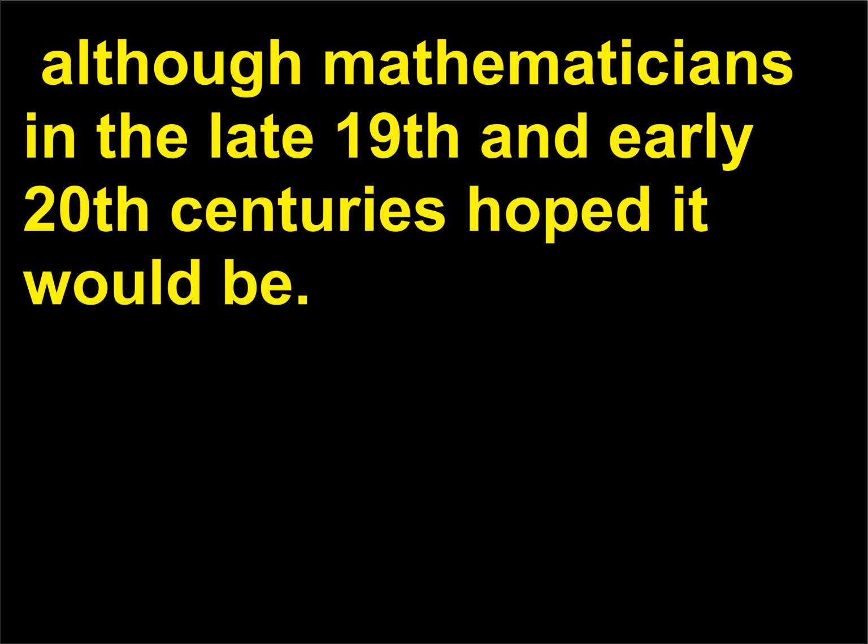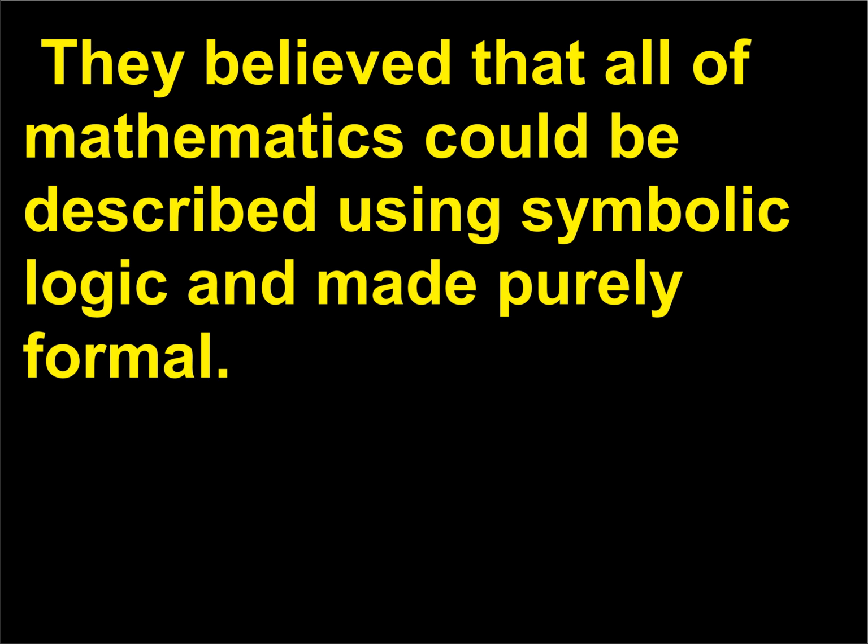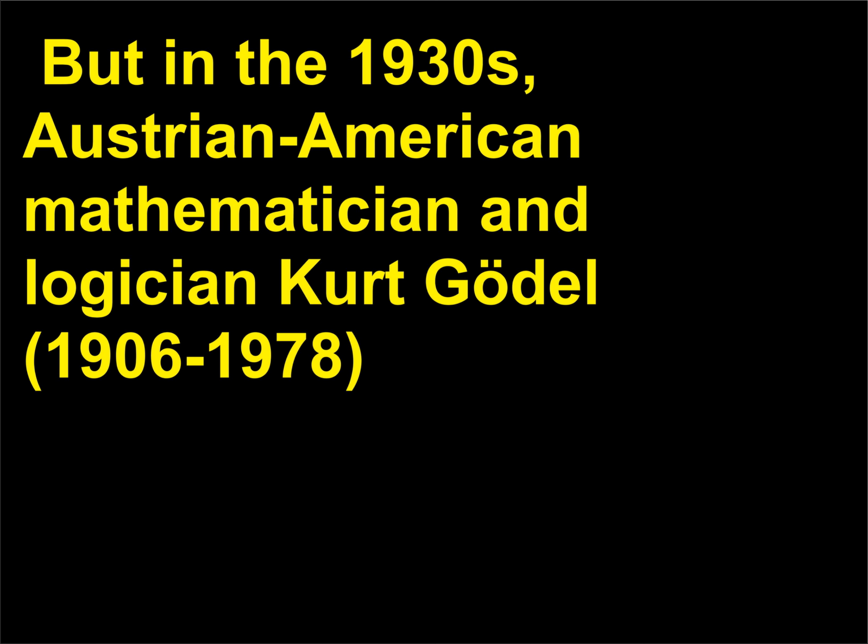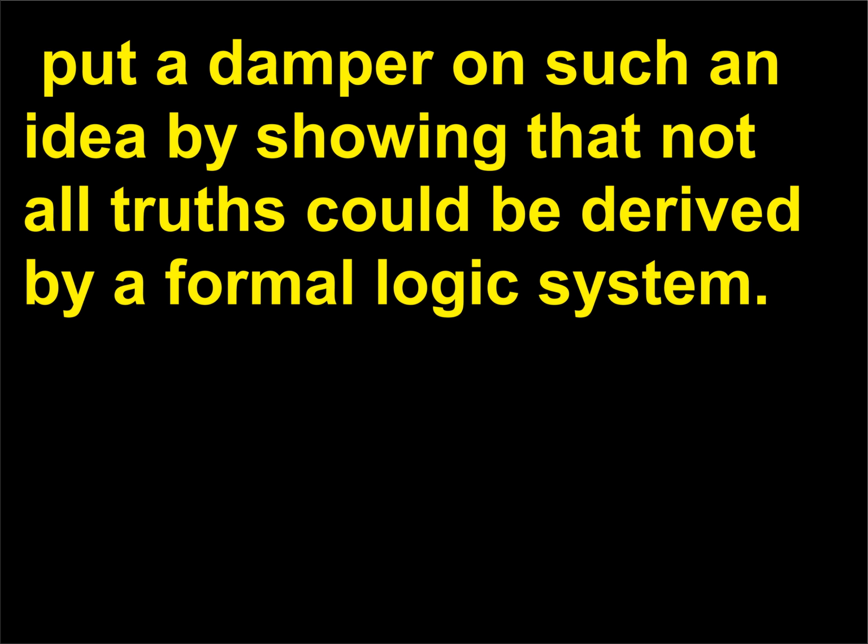Of course, nothing is perfect, although mathematicians in the late 19th and early 20th centuries hoped it would be. They believed that all of mathematics could be described using symbolic logic and made purely formal. But in the 1930s, Austrian-American mathematician and logician Kurt Gödel, 1906 to 1978, put a damper on such an idea by showing that not all truths could be derived by a formal logic system.